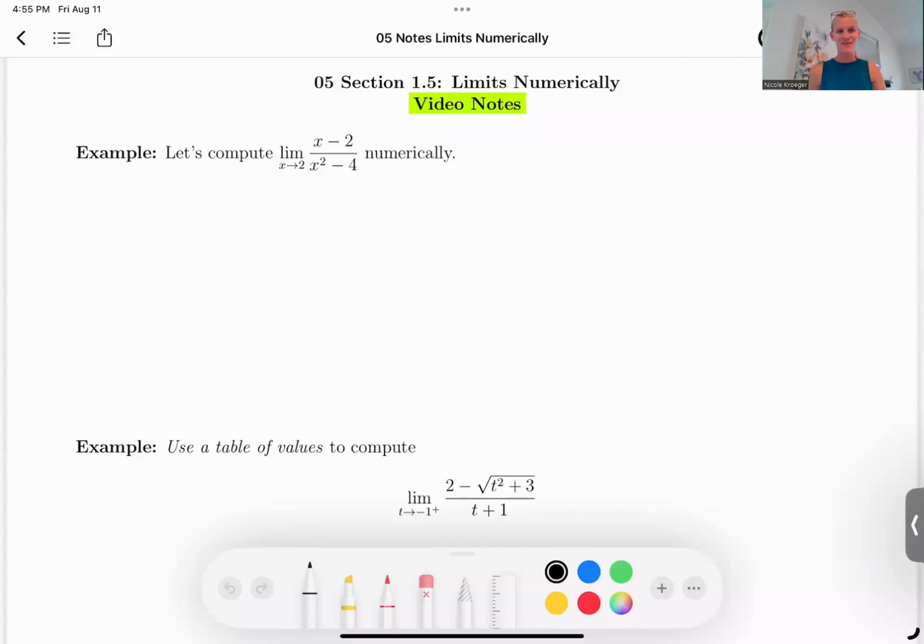Before you start watching this video, make sure you have a calculator handy. We're going to want it for this video. So once you get your calculator, what we're going to be doing is computing limits numerically. We're actually going to have three different methods for computing limits.